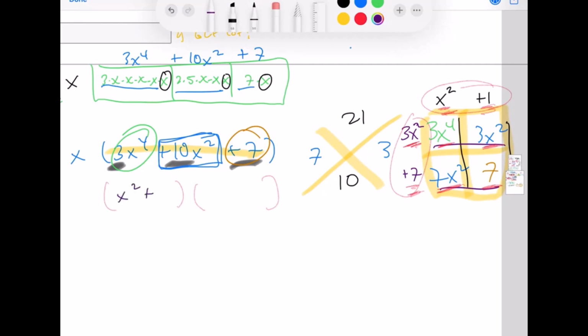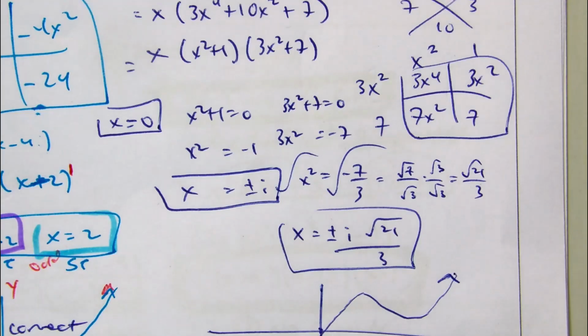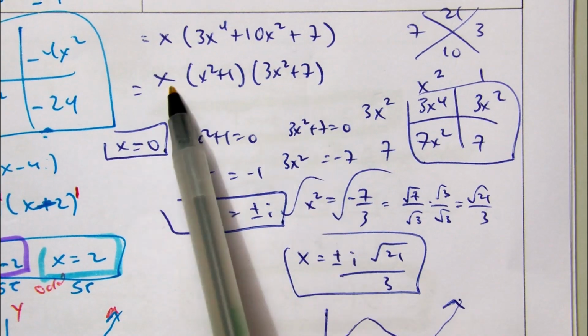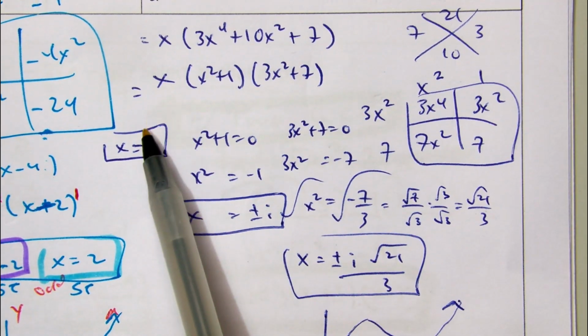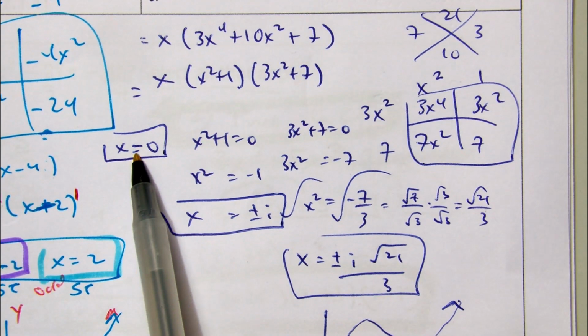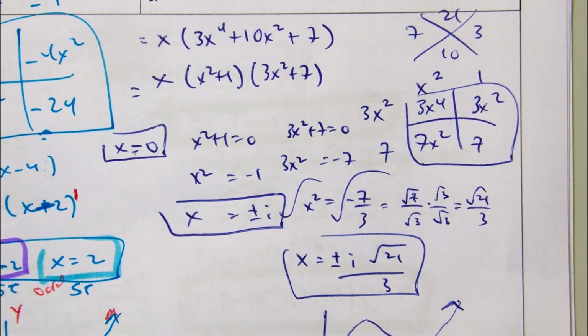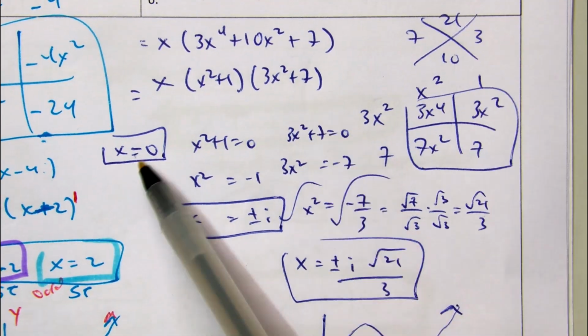x squared plus 1 and 3x squared plus 7. And don't forget you have that x in front. Okay, in this question, after you factored it, you're going to set each of these equal to 0. So there's one solution. It's going to go through the origin. You don't need to graph them. It's teaching you how to solve it.